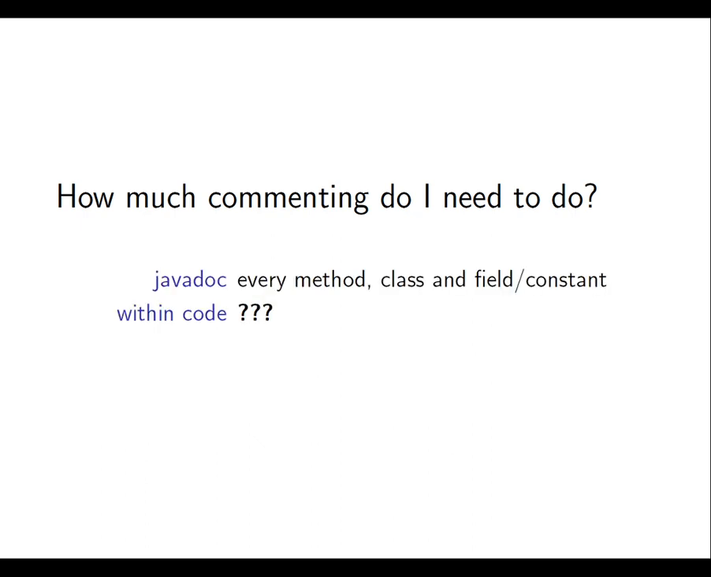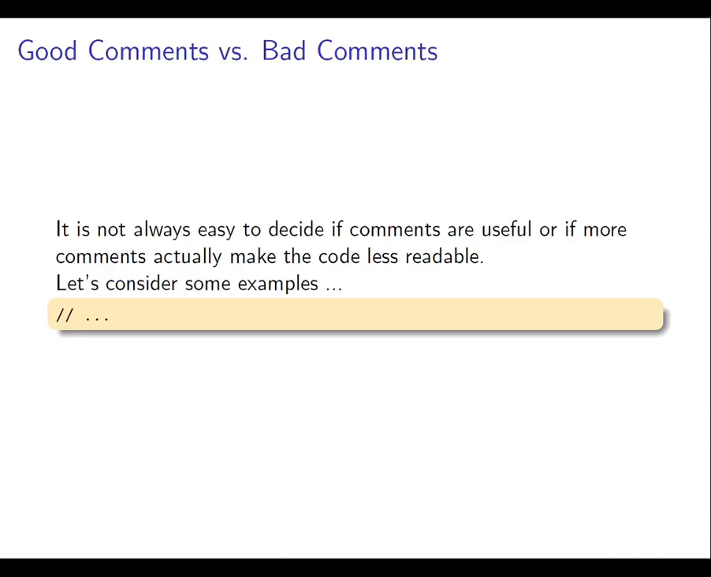If you're using JavaDoc for your documentation, you want to include Java documentation for every method, class and field constant that people might want to know about in your code. So that includes at least the public ones. The question about whether it includes private ones is slightly more complex. Within your own code, let's look at a few examples.